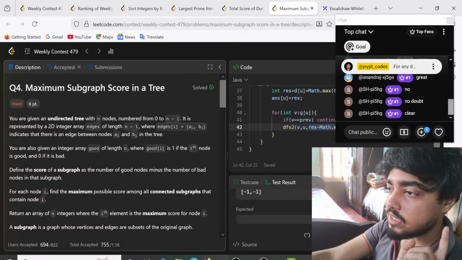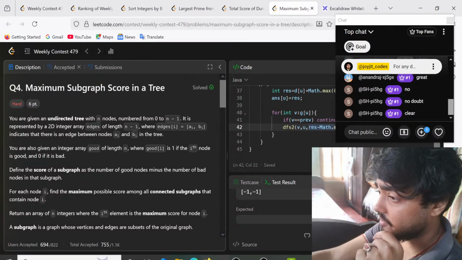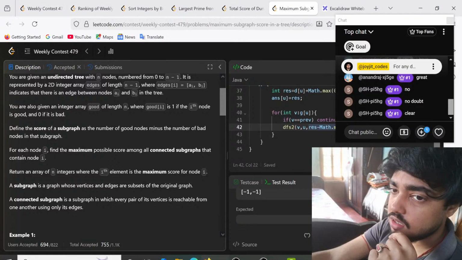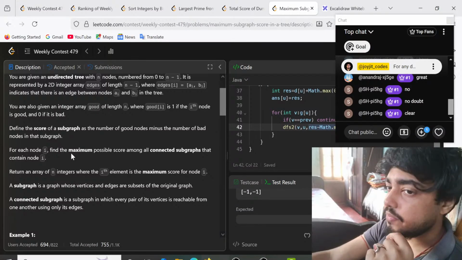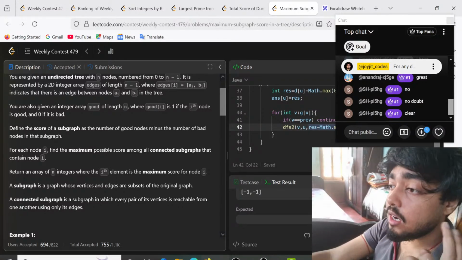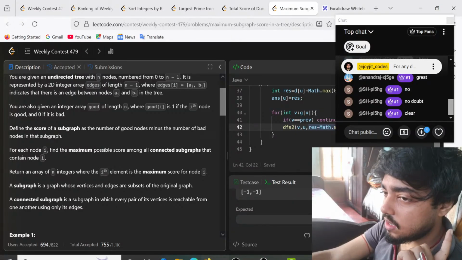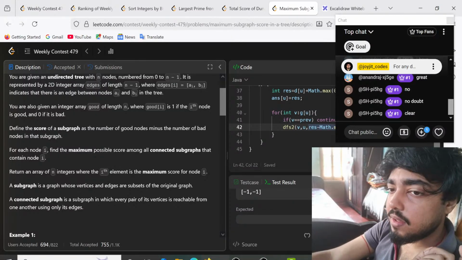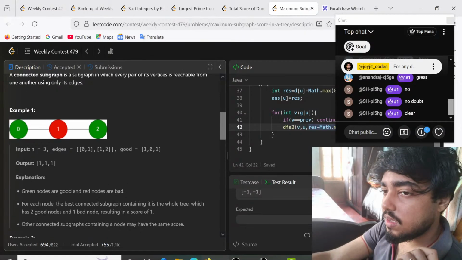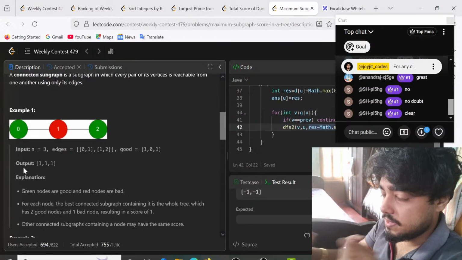You are also given an integer array good of length n, where good[i] is 1 if the ith node is good or 0 if it is bad. Define the score of a subgraph as the number of good nodes minus the number of bad nodes in that subgraph. For each node i, find the maximum possible score among all the connected subgraphs that contain node i. Return an array of n integers where the ith element is the maximum score of node i. You know what a subgraph is, and you know what a connected subgraph is. Okay, what does this question tell us?